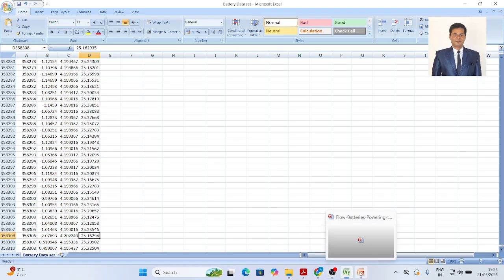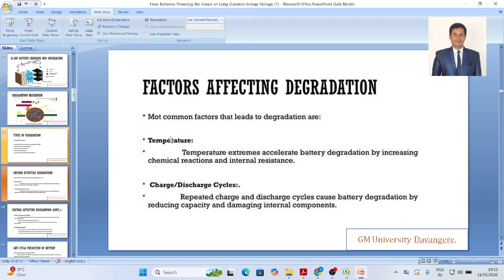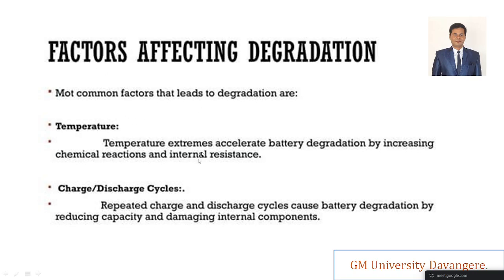All right, so that is why we have to look after the temperature also. Temperature is the major factor, an extreme factor for all your batteries. You have to look after the temperature so as not to accelerate degradation, because of the rise in chemical reaction and the decrease in internal resistance. So these are the various reasons we have to think about the temperature.